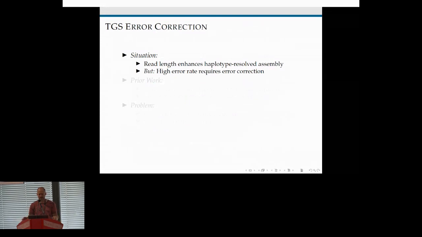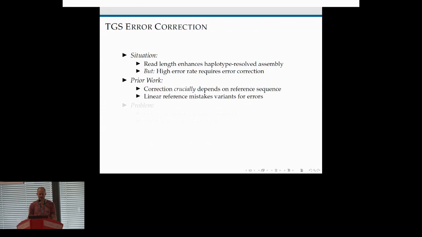All right, the situation is that read length enhances haplotype-resolved assembly, but the high error rate requires that the errors are corrected first. The prior work is that correction crucially depends on reference sequence, not graphs, but reference-sequence-based systems. And the linear reference has this bias and doesn't see the haplotype-specific variants as something that is nothing unusual, but mistakes them for errors. And this is the problem.